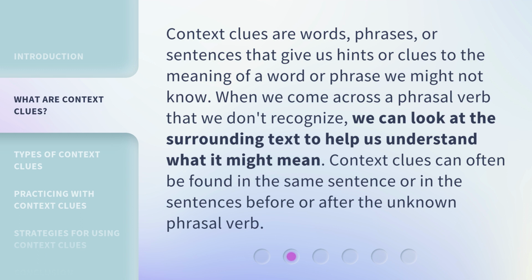When we come across a phrasal verb that we don't recognize, we can look at the surrounding text to help us understand what it might mean. Context clues can often be found in the same sentence or in the sentences before or after the unknown phrasal verb.